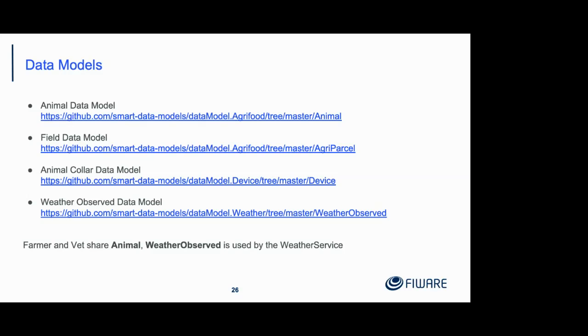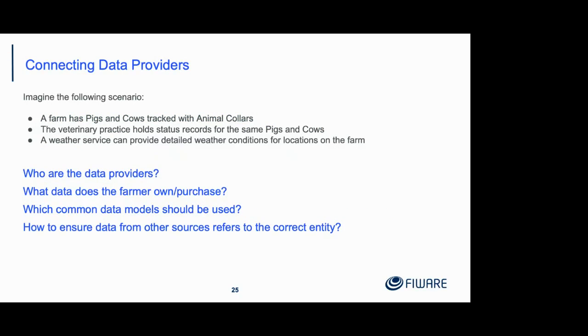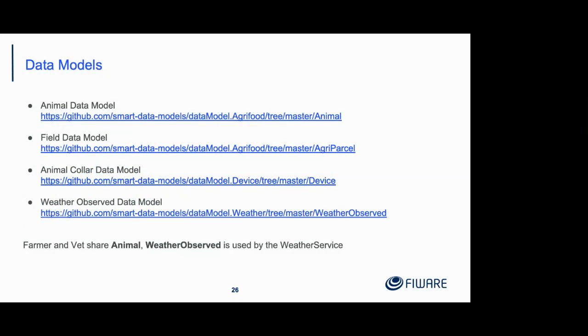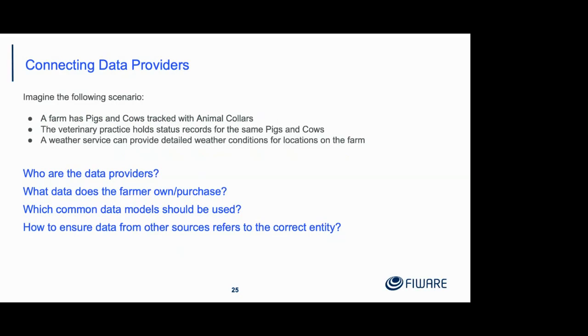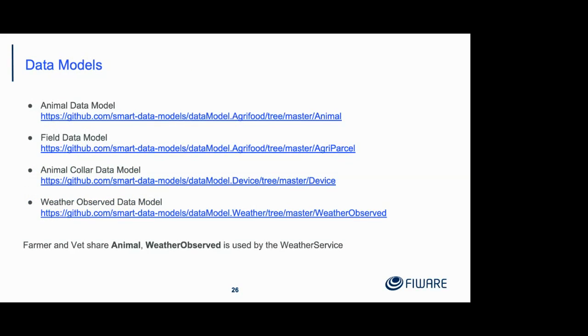So obviously, I have pigs and cows, and an animal collar. Animal is also going to be necessary for the sharing of data between farmer and vet, because I have a definition of animal. They should hopefully have the same definition of animal, or at least a definition of animal I can actually read from. They have the status record of the same pigs and cows. Now, it's possible they have a different one, but maybe not.